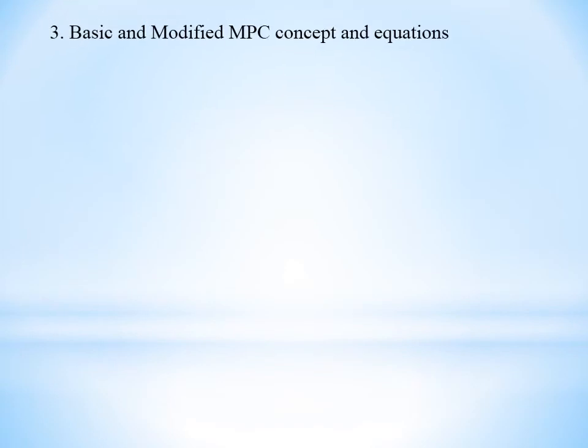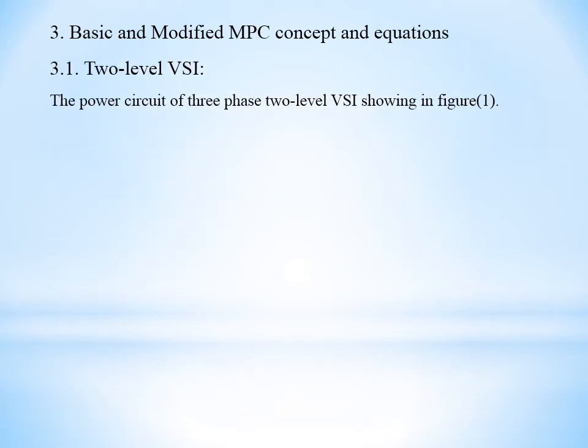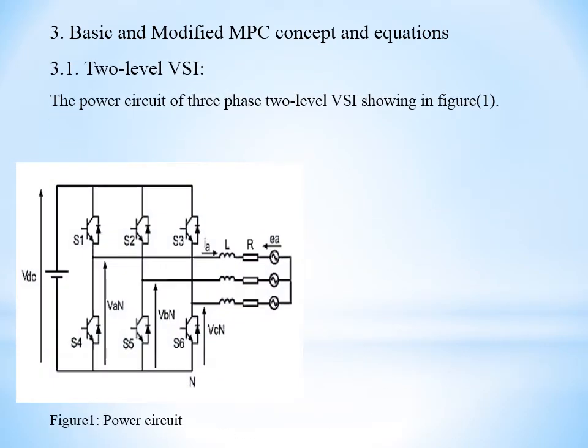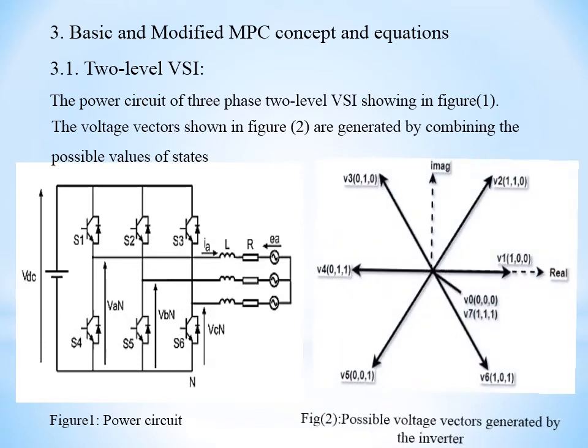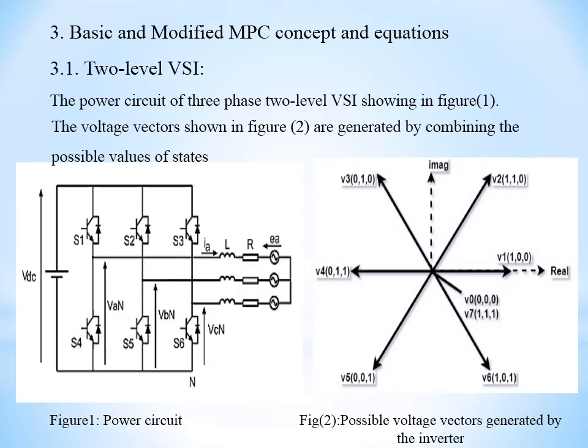Basic and modified MPC concepts and equation. Two-level voltage source inverter. The power circuit of the three-phase two-level voltage source inverter is shown in figure 1. The two switches of each phase operate in complementary mode to avoid short circuit across the DC voltage source. The voltage vectors shown in figure 2 are generated by combining the possible values of states.